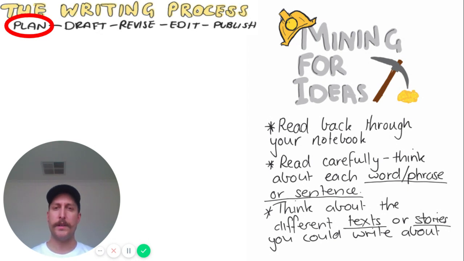So sometimes when we're jotting down in our writer's notebook, we're just writing freely and we're not really paying close attention to some of the things that we write. So what we're going to do is go back and see if there's anything that we missed, anything that we could possibly use for an idea for a story.